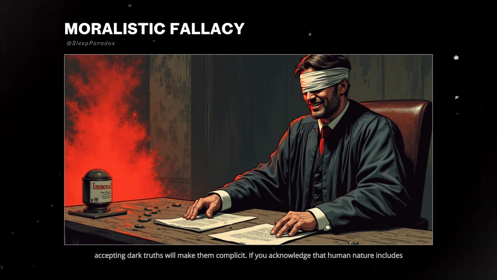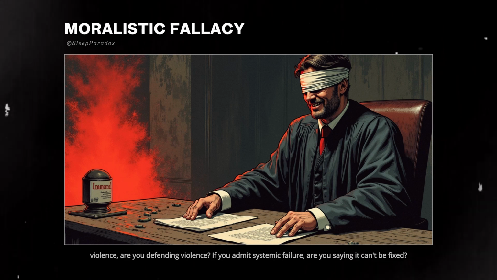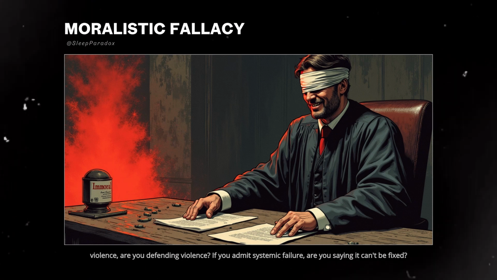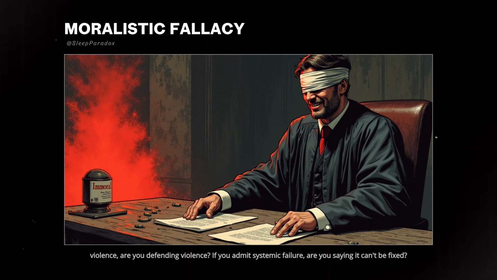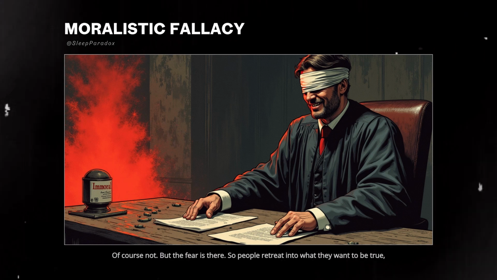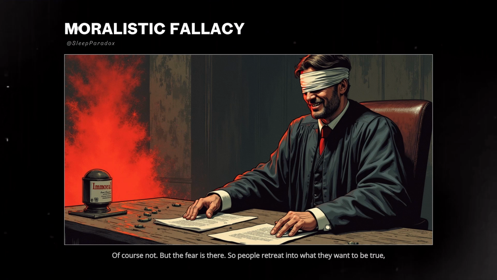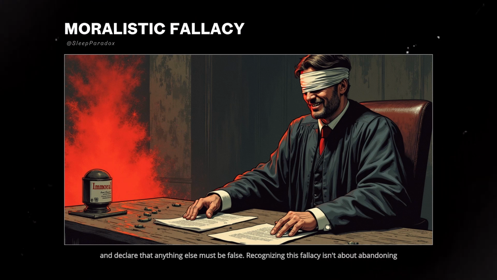This fallacy persists because people believe accepting dark truths will make them complicit. If you acknowledge that human nature includes violence, are you defending violence? If you admit systemic failure, are you saying it can't be fixed? Of course not. But the fear is there. So people retreat into what they want to be true and declare that anything else must be false.